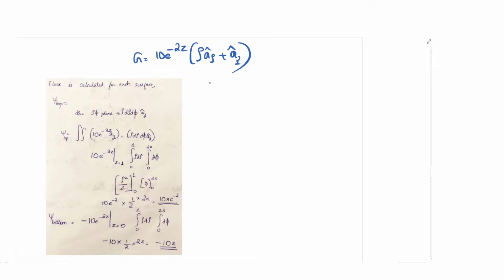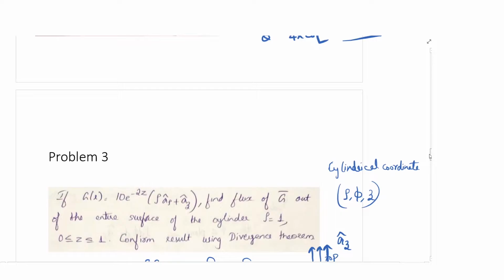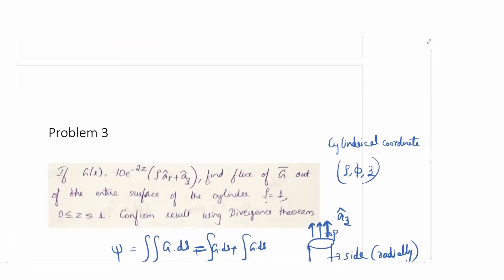Top part means it is in which plane? So this is the cylinder. In this case, this is the z direction, phi and rho. Rho is constant throughout. If the height of the cylinder is given, how can you take it? The values are given: rho is equal to 1 and z varies from 0 to 1.